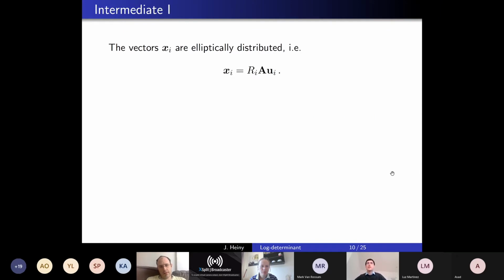Now let me move on to the intermediate case. I will make a slight extension of the previous case. Instead of rotational invariants, I assume that the xi are elliptically distributed. The only thing that's different from before is that I add some deterministic matrix A here. The radius and the direction are still the same as before.